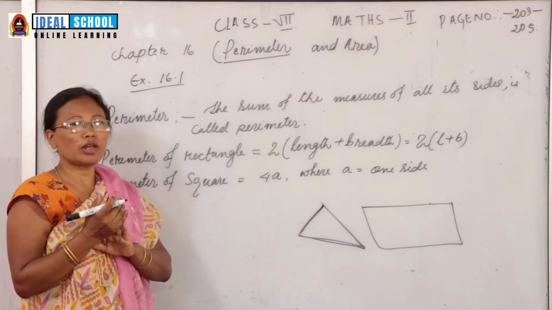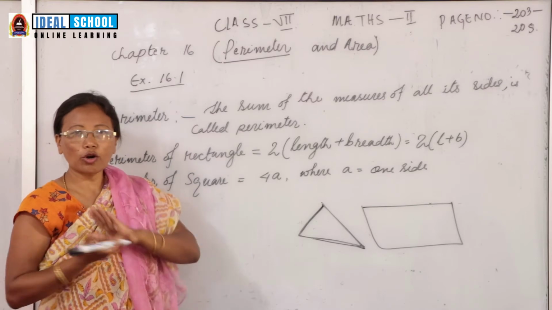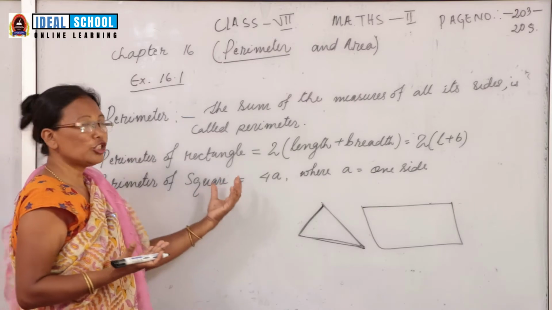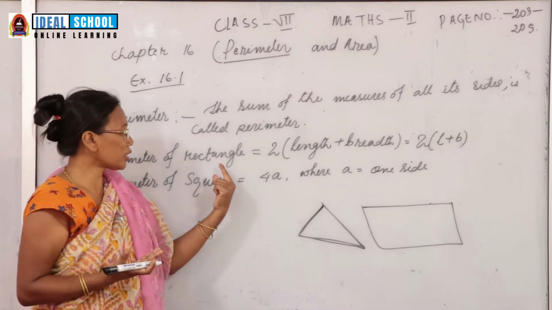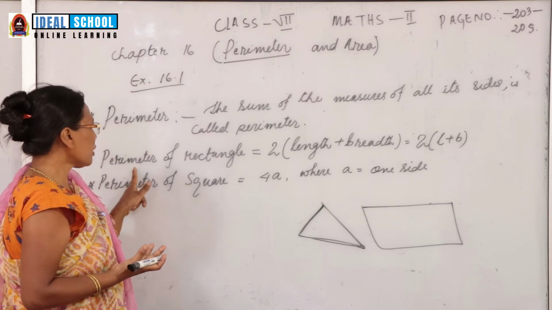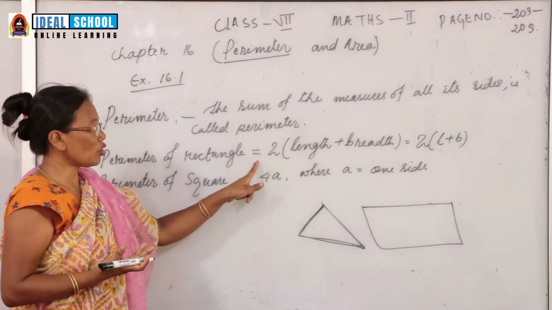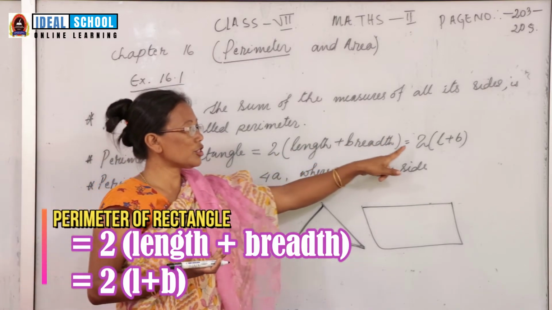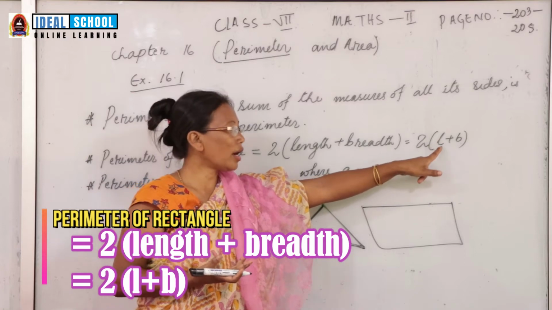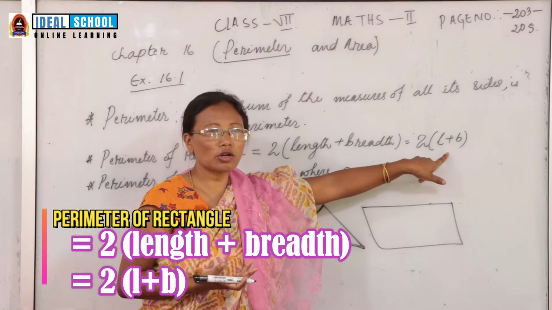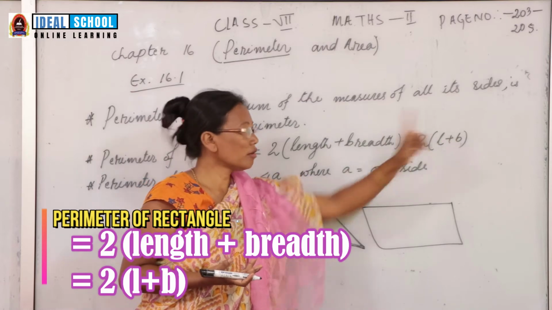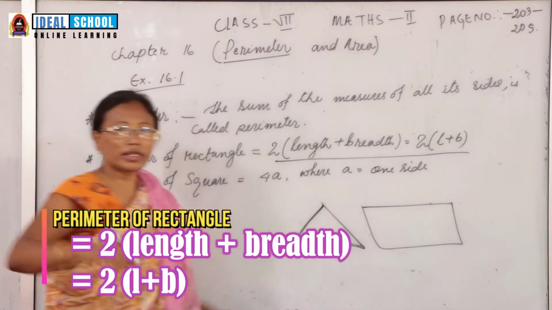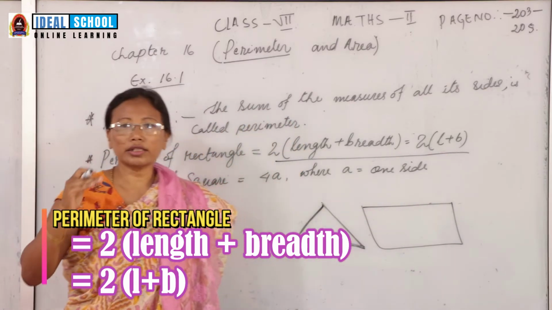Then again, for two figures, I'll give the formula for finding the perimeter according to this chapter. Related to this chapter, there are only two figures: rectangle and square. Perimeter of rectangle is equal to 2 holding length plus breadth, that means 2(L + B), where L denotes length and B denotes breadth. This is the formula for finding the perimeter of a rectangle.